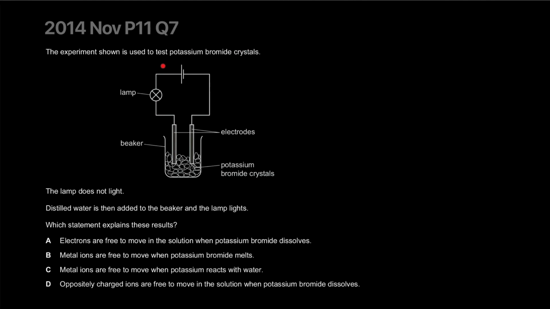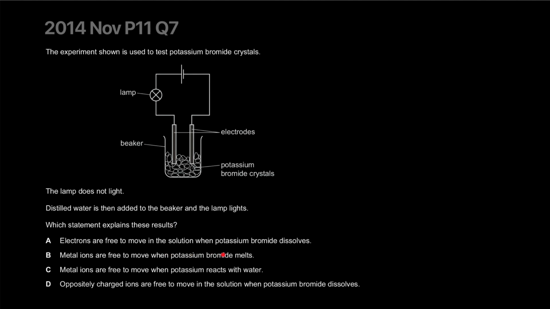The experiment shown is used to test potassium bromide crystals. Okay, it's an electrolysis setup. The lamp does not light, partly because they're solids. Distilled water is then added to the beaker, and the lamp lights. So I guess we have to explain it. Which statement explains these results?